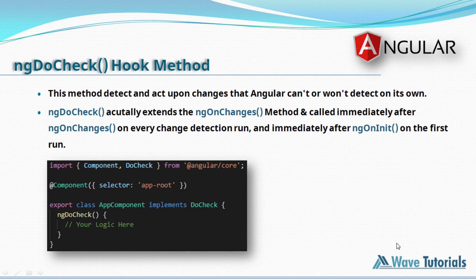Now the third hook method is ngDoCheck. This method detects and acts upon changes that Angular can't or won't detect on its own. ngDoCheck actually extends the ngOnChanges method and is called immediately after ngOnChanges on every change detection run, and immediately after ngOnInit on the first run, and this method is executed more than once. So let's open Visual Studio Code and see a few examples with the ngDoCheck hook method.